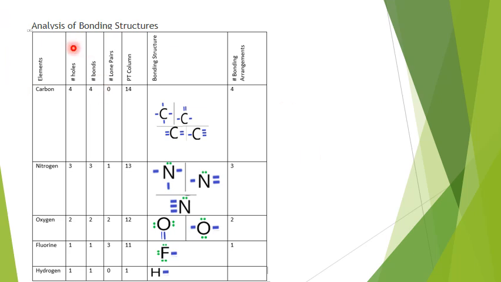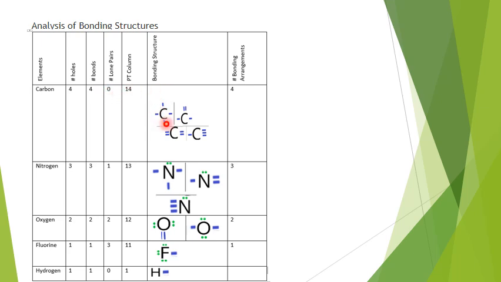So if we went back and looked at all the structures we just came up with, if I could set up a table, I get a table like this, where I look at the elements, the number of holes, bonds, lone pairs, what column that element is in on the periodic table, and then see what kind of bonding arrangements I've had. So let's look at carbon. Carbon had 4 holes, and it had 4 bonds, because for every hole there would be 1 bond. Carbon didn't have any lone pairs. It's in the 14th column.